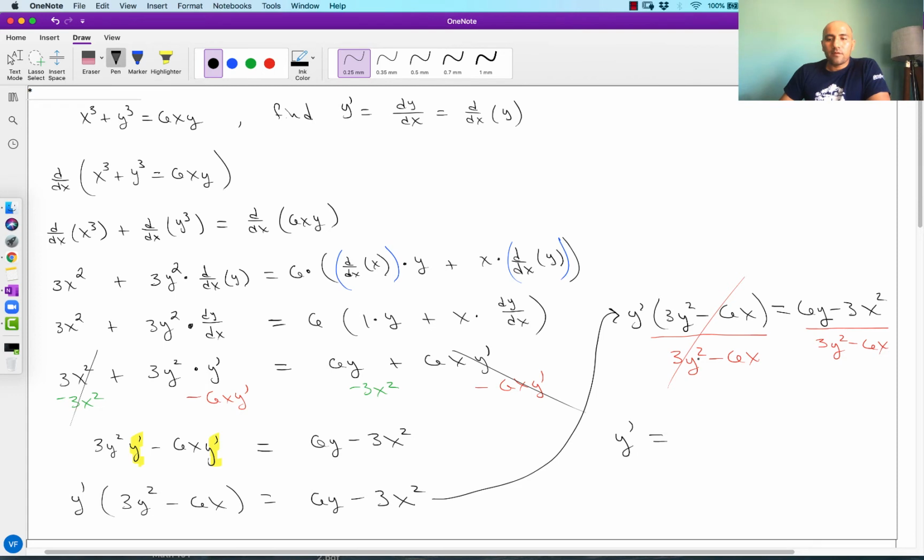Y prime times 1. So on the left-hand side, we just have y prime. On the right-hand side, we have this little division. So we have 6y minus 3x squared all over 3y squared minus 6x. And that's my final answer.